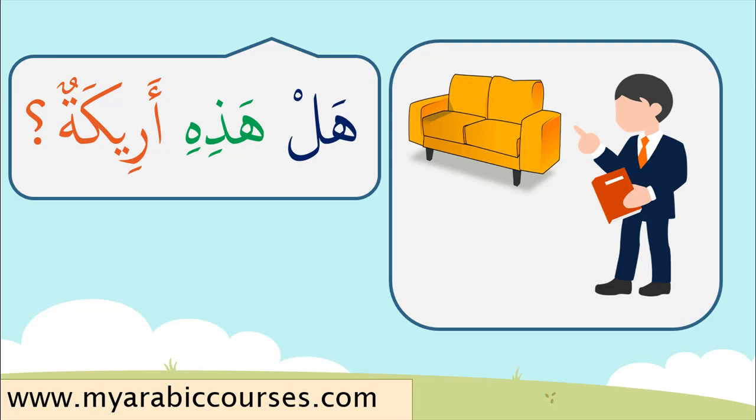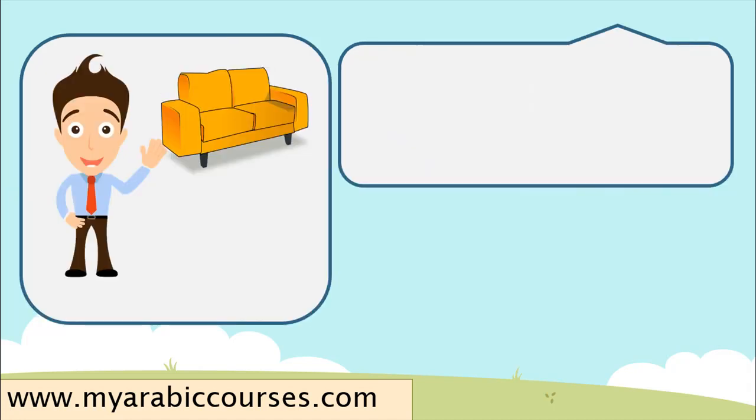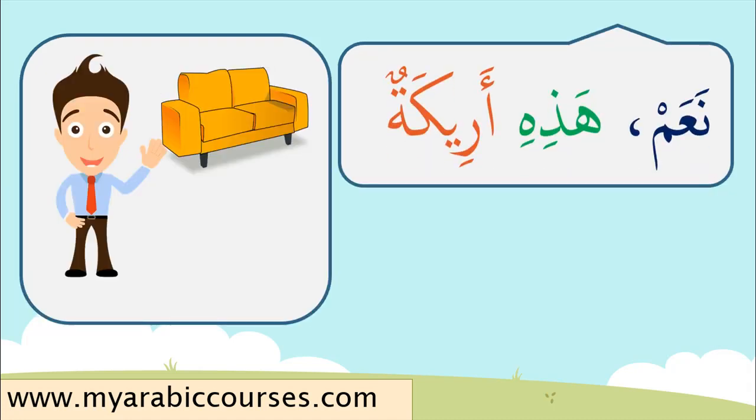هل هذه أريكة؟ Is this a sofa? نعم هذه أريكة. Yes, this is a sofa.